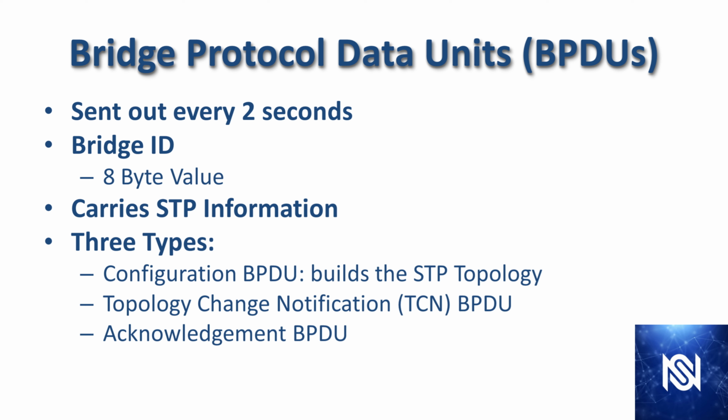The first is the configuration BPDU, which is what's used to build the spanning tree topology. Then the topology change notification, which is what happens when a link goes down or a link is added. Topology change notification messages get sent out, and essentially spanning tree ends up reconverging and calculates the route again. Then there's the acknowledgement BPDU, just so that the sending switch knows that the messages it's sending out are being received. All right, so that was really just a brief flyover of the spanning tree protocol.